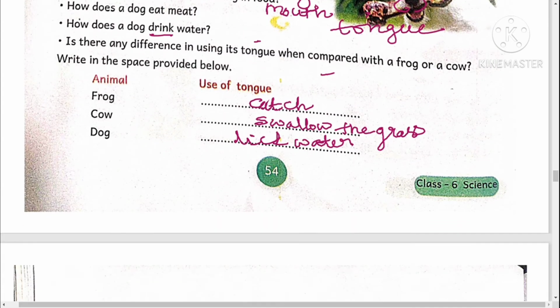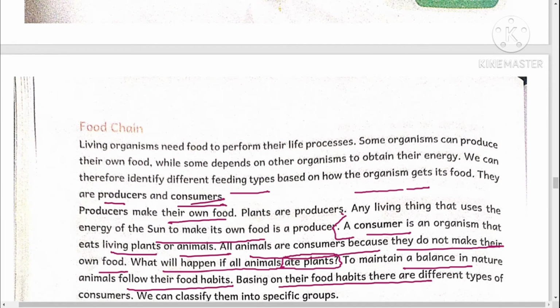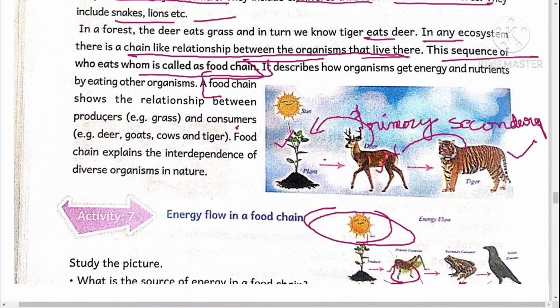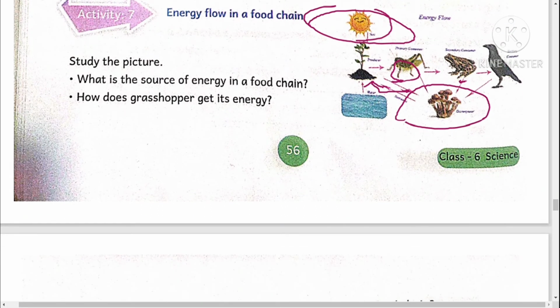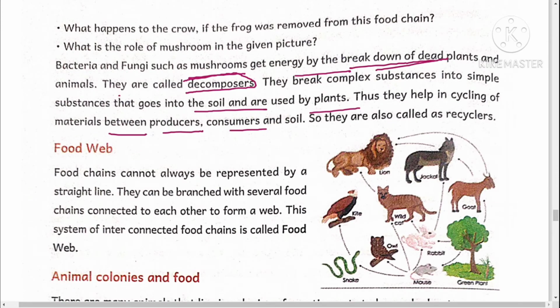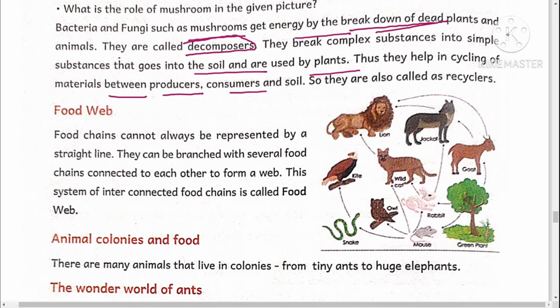So food chains cannot always be represented by a straight line. Sometimes they can be branched, with several food chains connected to each other to form a web. See, food web. In a food chain, there is only a single straight line. The deer depends for its food on the plants, then the tiger depends on the deer. That relation we can show by a straight line. But these can be branched. See, this one is one branch, this one is another branch, and several food chains are connected to each other.